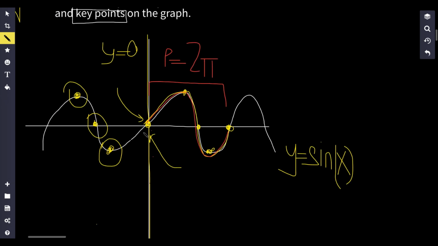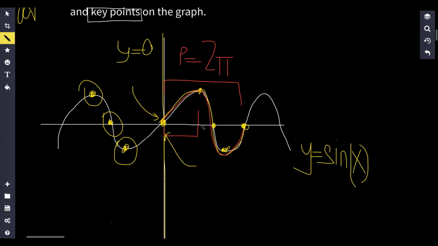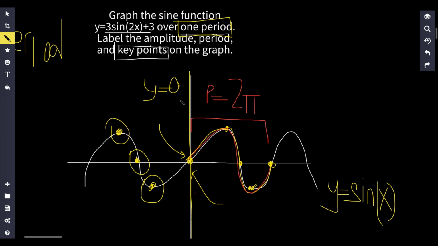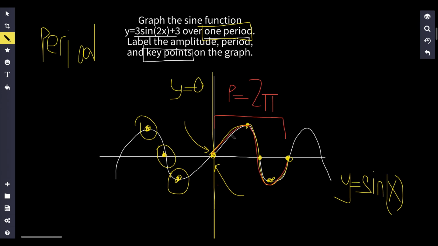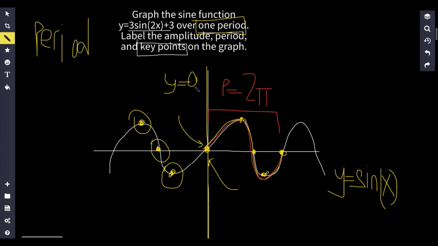Now, take a look at this. Notice how in one period for my function, there are 4 sections. You have this section, 1 section, 2 sections, 3 sections, and 4 sections, right? 1, 2, 3, 4. So notice how in one period, there are going to be 4 sections from one critical point to the next critical point.